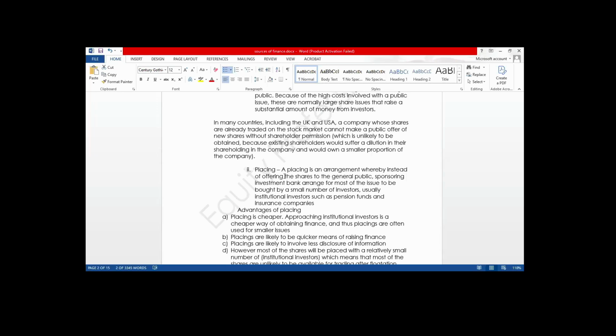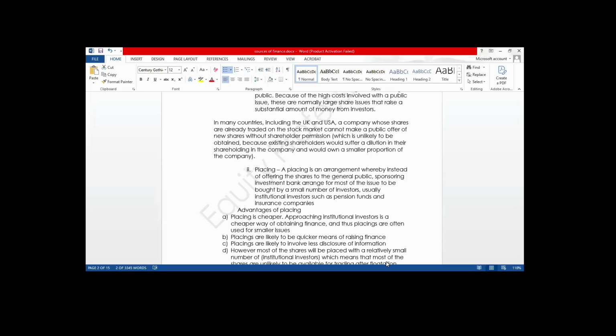What are the advantages? It's cheaper. Placings are likely to be quicker means of raising finance. You can raise finance quickly through the means of placing. Placings are likely to involve less disclosure of information.